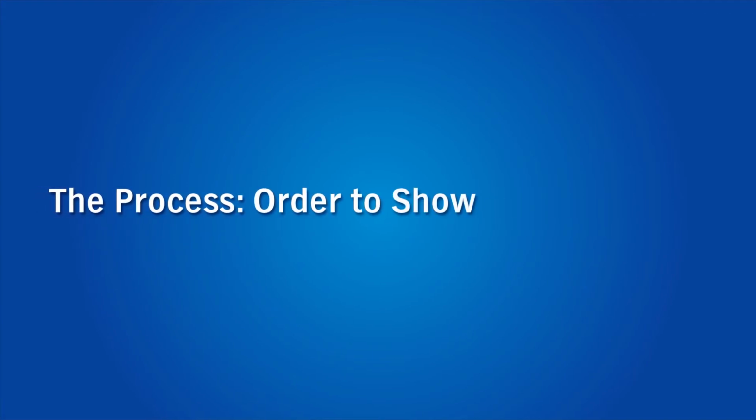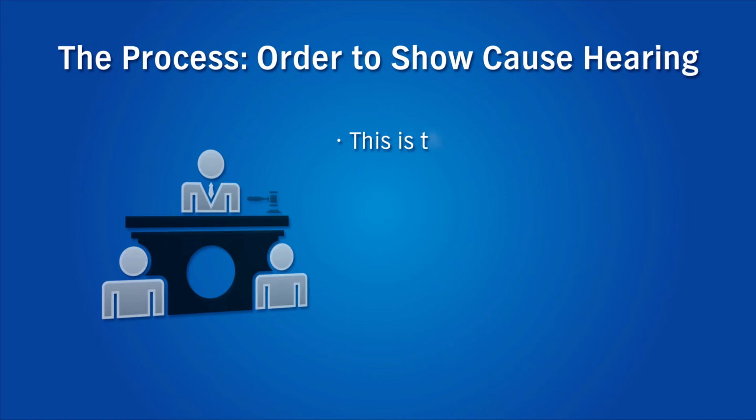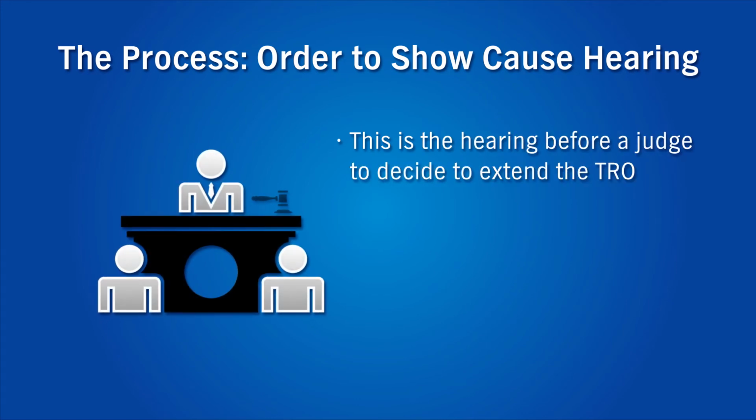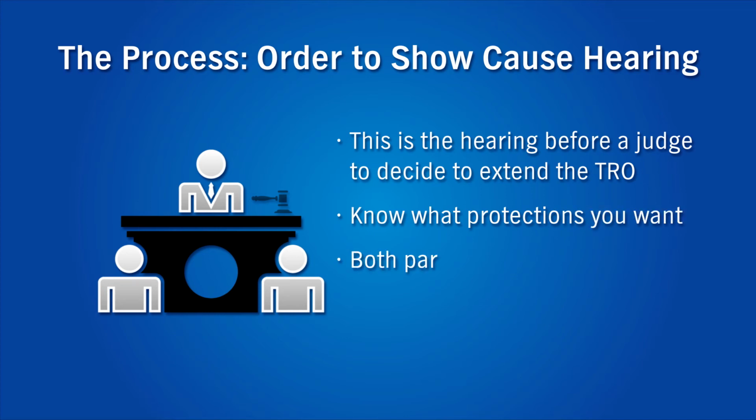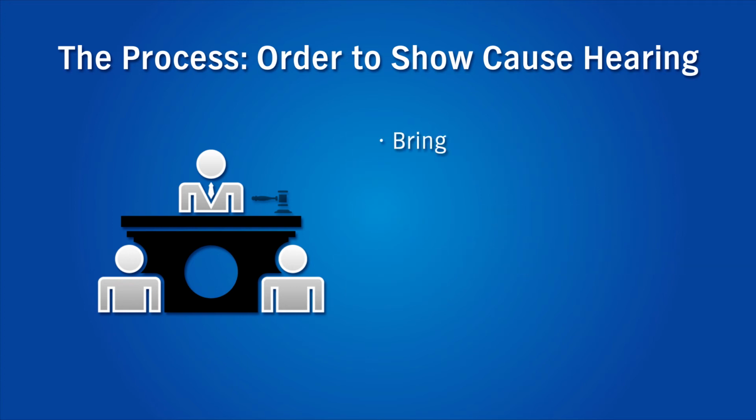After the ex parte TRO is granted, there will be an order to show cause hearing scheduled before the judge to determine if the TRO should be extended. The date of the hearing is included in the ex parte TRO. During the hearing, both parties will present their cases to the judge. It is important to bring evidence such as witnesses, photographs, police, and medical records.